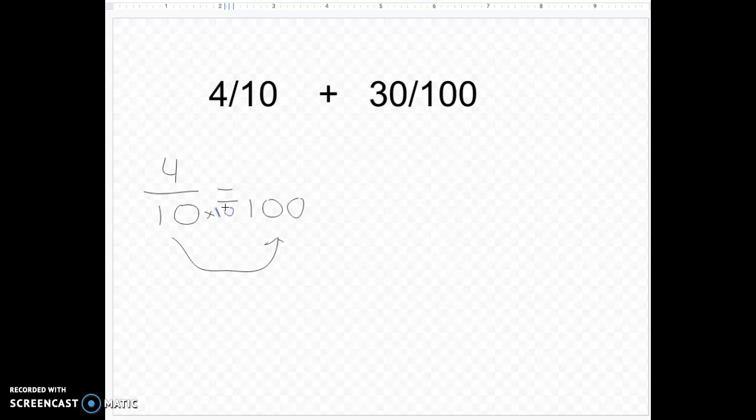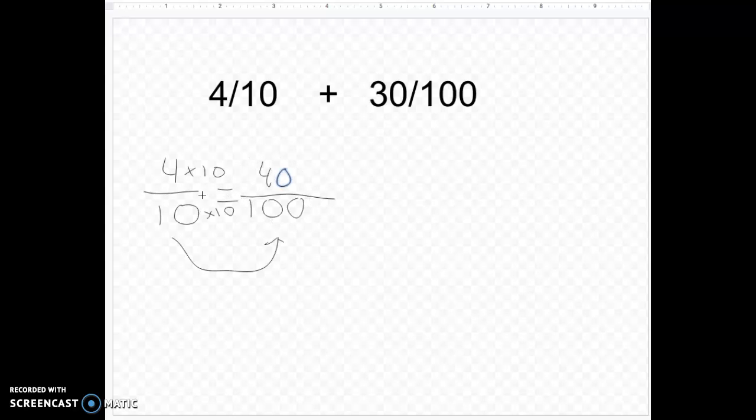10 times 10 is 100. And so whatever I do to the bottom, I do to the top. What I do to the denominator, I do to the numerator. So now we multiply 4 times 10, which gives us a new numerator of 40. What we're saying is 4/10, or 4 dimes, is equivalent to, or equal to, 40 hundredths, or 40 pennies.